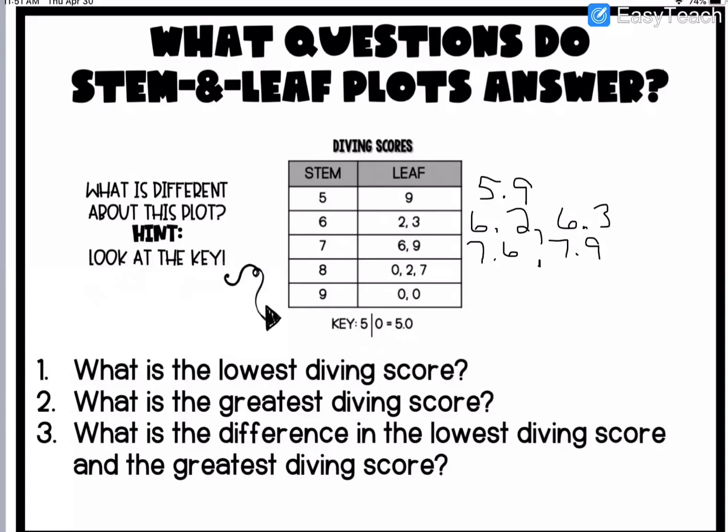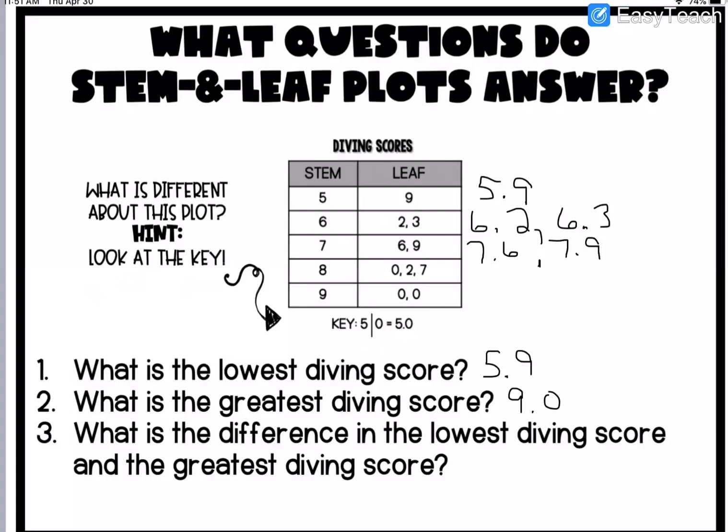So what is the lowest diving score? So the lowest diving score would be 5.9. What is the greatest diving score? 9.0. And what is the difference in the lowest diving score and the greatest diving score?